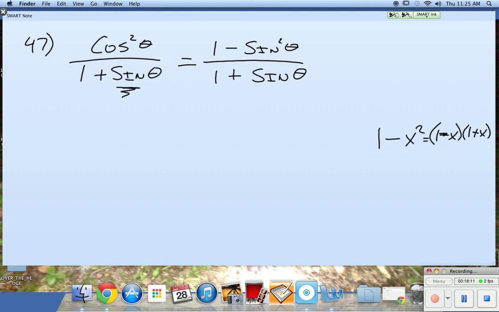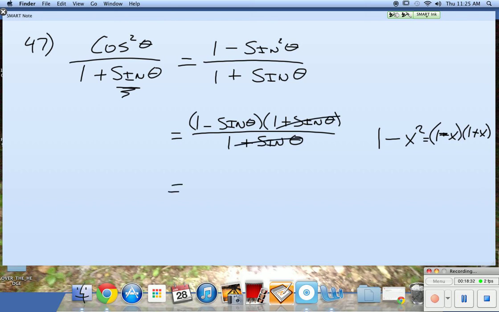We can do the same thing with the sine squared. So let's break this down. 1 minus sine of theta, 1 plus sine of theta over 1 plus sine of theta. Now the 1 plus sine of theta can cross out and I'm left with 1 minus sine of theta. And that's as far as I can go.